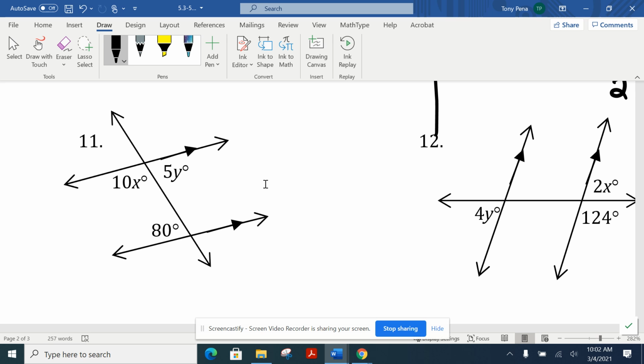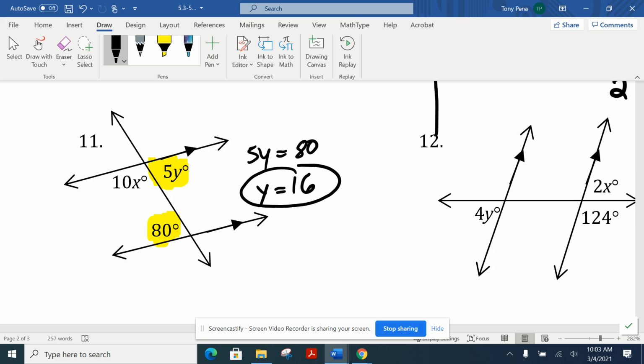All right, Cam, what was your thought? Which one? Alternate interior. Good. So he went with the 5y and the 80, and he saw that those were alternate interior. And what's true about alternate interior? Good. So that means we can set those equal to each other, and then we can solve that, and we get 16, right, Cam? All right. So now I know that y is 16.